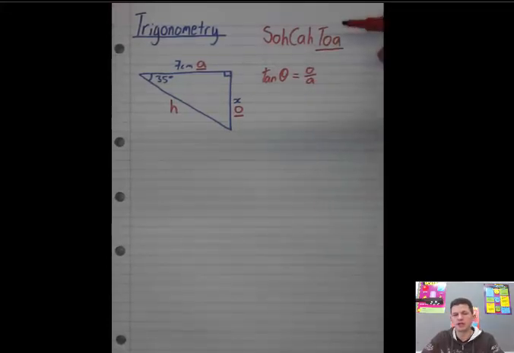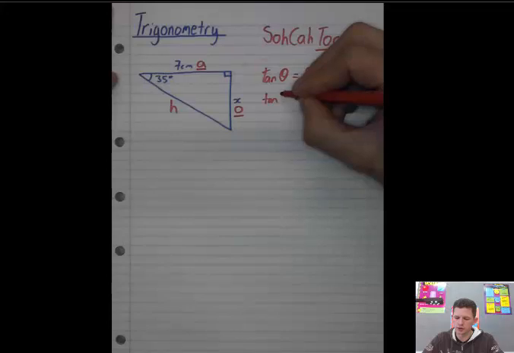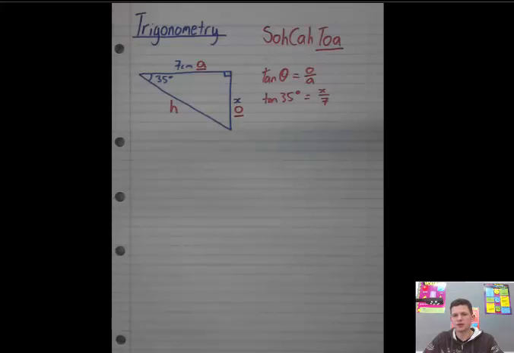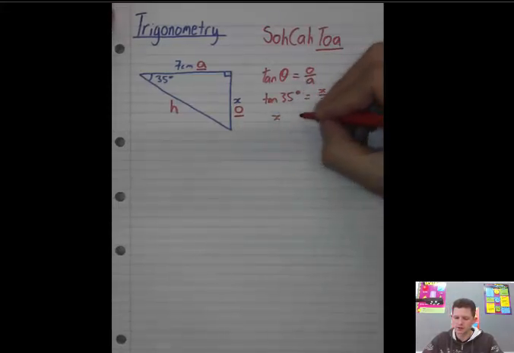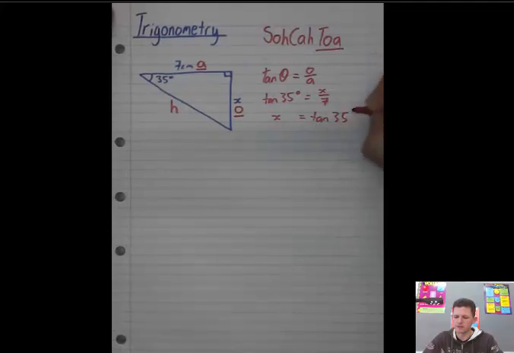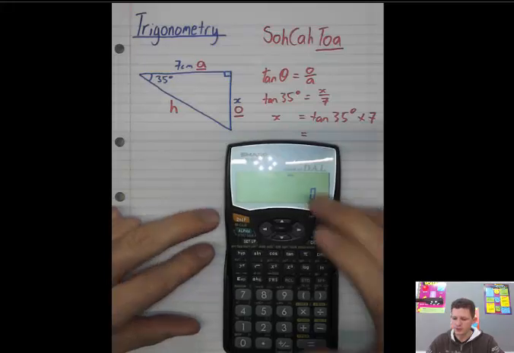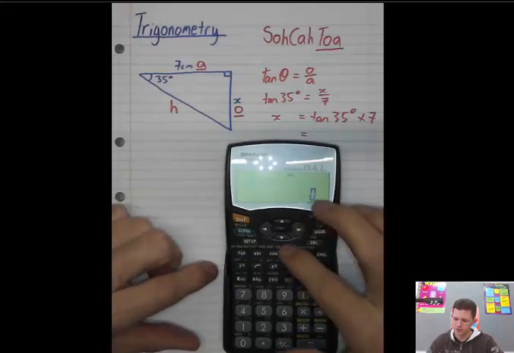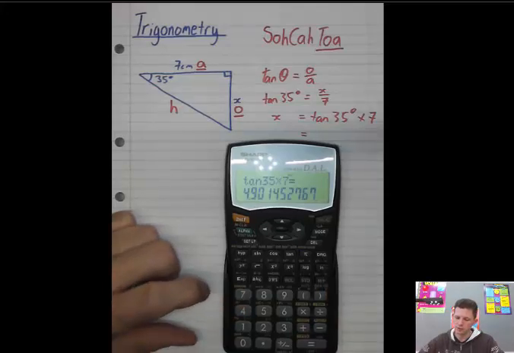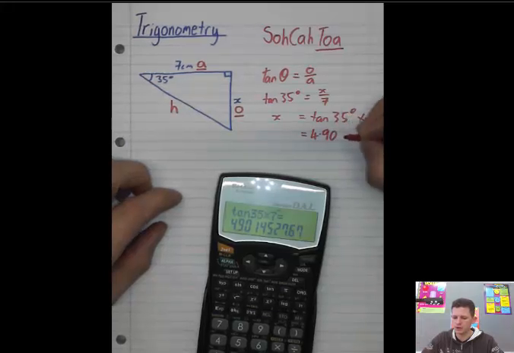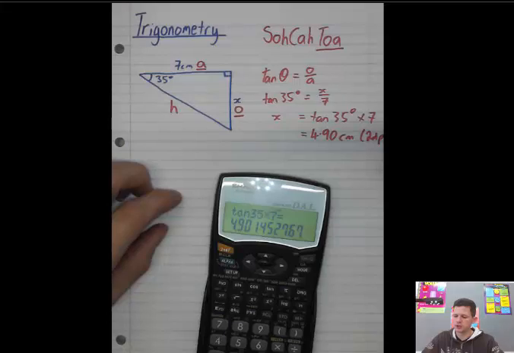So my tan rule is tan of theta equals opposite over adjacent. Now I substitute my triangle information into the rule. Tan 35 degrees equals x over 7, and now I multiply by 7 to get x equals tan 35 degrees times 7. So that now goes into our calculator. We need to make sure that we're in degrees mode, and then we type in tan 35 times 7 and we get 4.901, so we will round that to 4.90 to 2 decimal places.